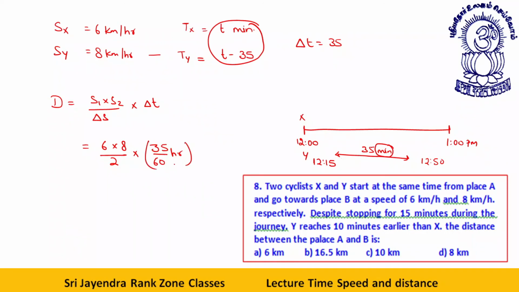So what do you have now? 6 into 60 cancel to give you a 10. 8 by 2 is 4 into 35 by 10. This is equal to 1. So I'm making a very small mistake here, this delta T is 25. The time here is 25. Just a small mistake. I don't know how I could commit such a mistake. Anyway, this is 25.